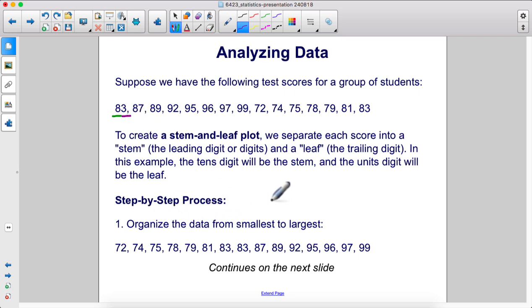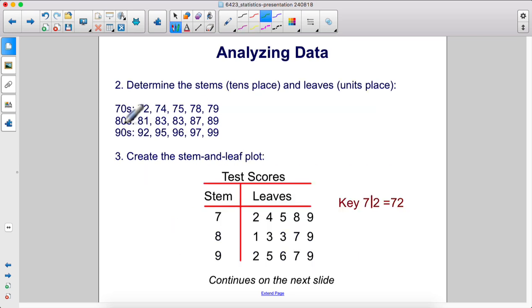So, step-by-step process. Number 1, organize the data from smallest to largest. So this is just rearranged in numerical order. Next, we can organize the data by the stems, for example, 70s, 80s, and 90s. All of the numbers in the 70s all have the same stem of 7, shown here. And the leaves are all the second digits, 2, 4, 5, 8, and 9. And you can do that same thing with the 80s and the 90s.